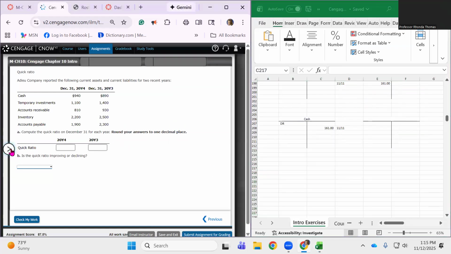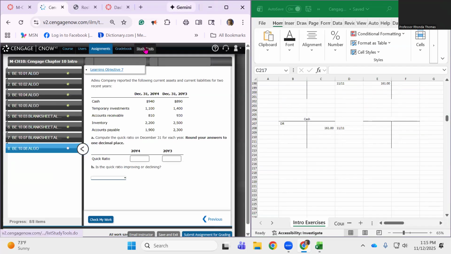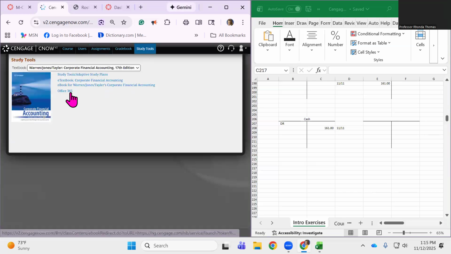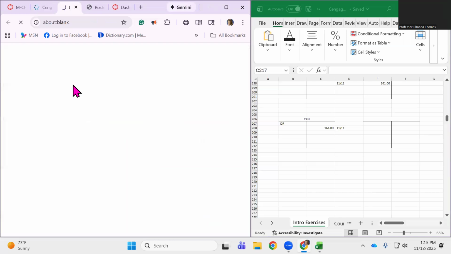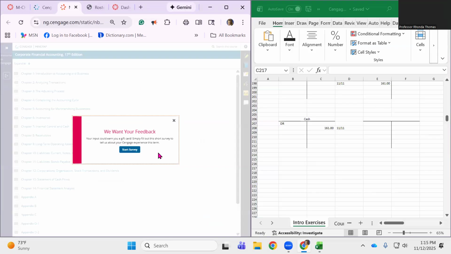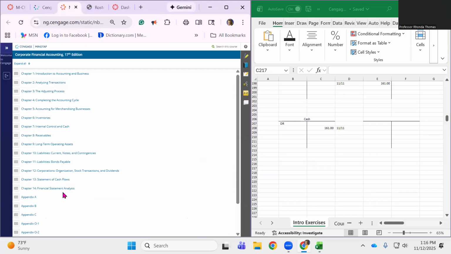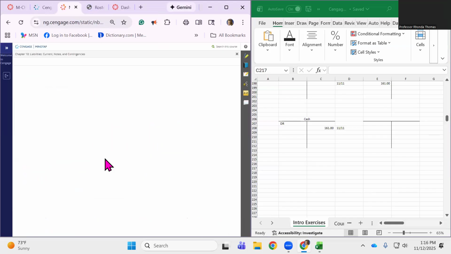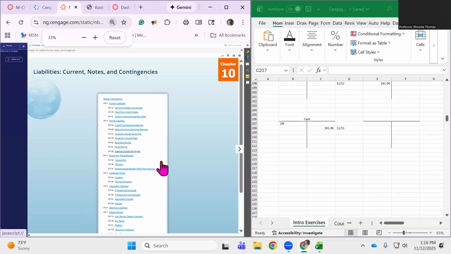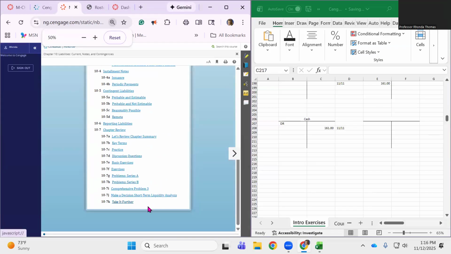Okay, and I'm also going to go get the book for just a second. I know this makes it longer, but I want you to see from the book what the quick assets are. It's cash, securities, and accounts receivable, I believe, the last time I looked. So let me go to chapter 10. And this is that ratio analysis that we tend to do at the end of each chapter.